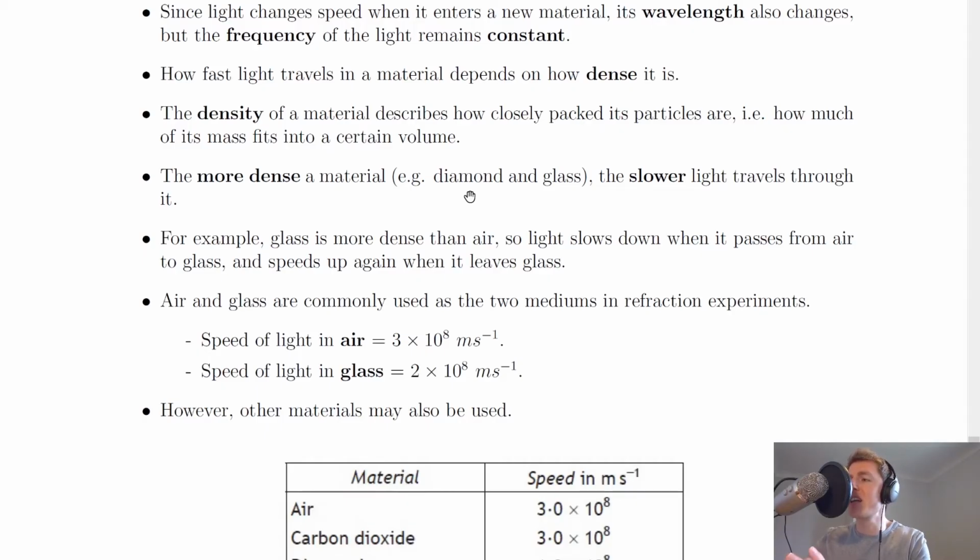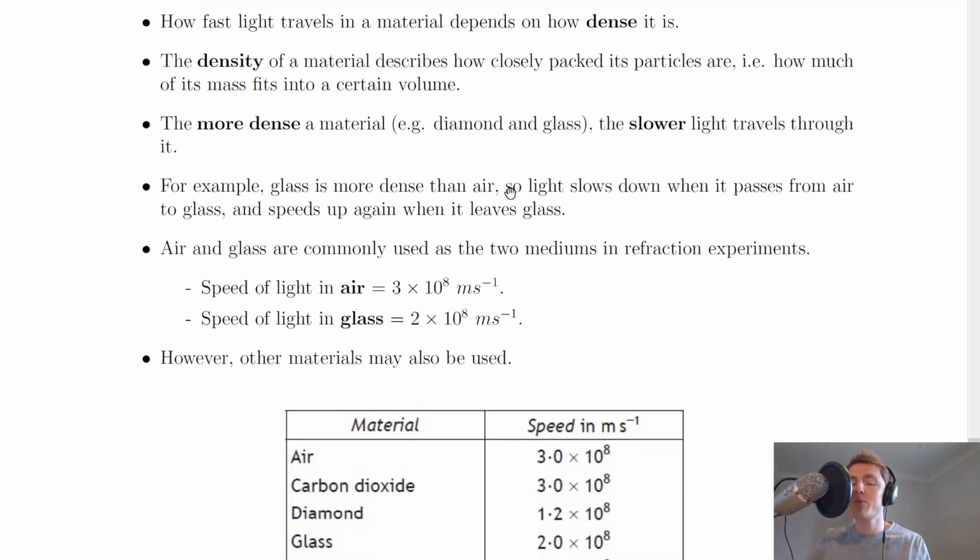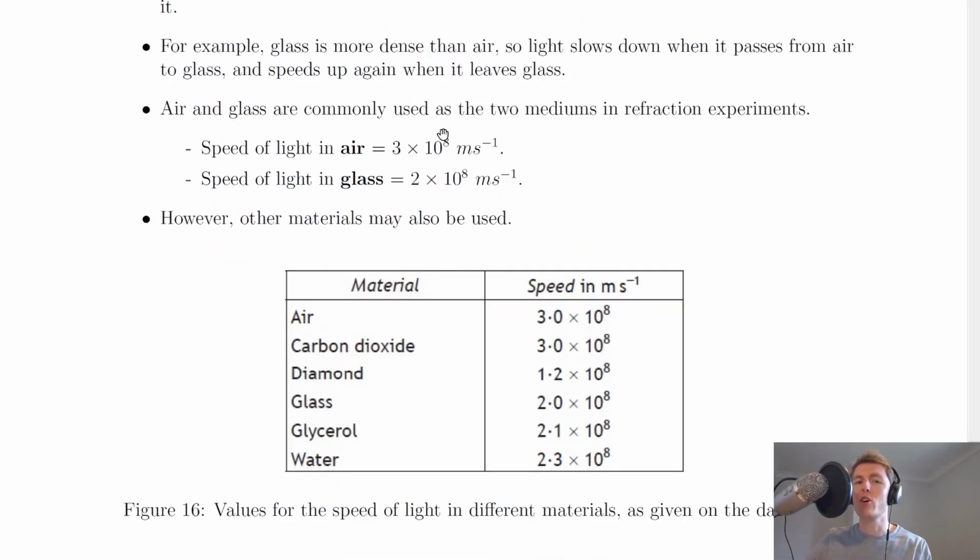So that means that light can travel faster in air, but it's going to be slower in the more dense materials. For example, glass is more dense than air, so light slows down when it passes from air to glass and speeds up again when it leaves glass, just like we saw in that animation earlier. I've also said here that air and glass are commonly used as the two mediums in refraction experiments.